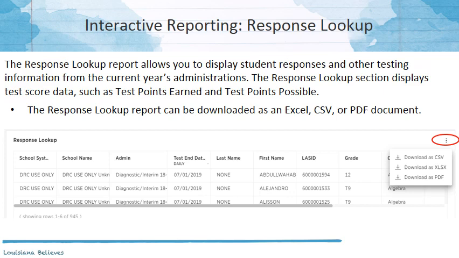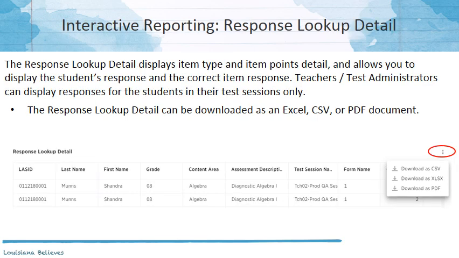The next component of interactive reporting is called response lookup. Response lookup is a teacher tool that will allow you to display student responses and other testing information for the current year's administrations. The response lookup section will display test score data such as test points earned and test points possible. There is another component called response lookup detail, which will be covered in further slides. This response lookup report can be downloaded as an Excel, CSV, or PDF for future use.